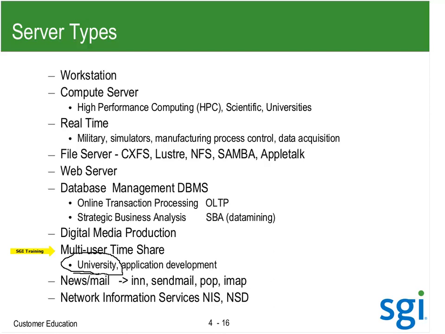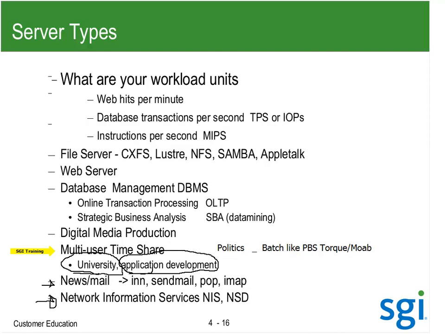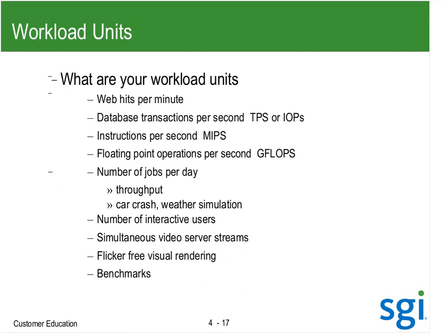And that's what leads to batch systems like PBS and Torque, and Moab on top of Torque as a scheduler. Also, the university market will often have application development, so this is the area where they may actually be doing more profiling and tuning of applications as well. There are a couple other server types that I wouldn't be using a UV on, but being able to deal with news, mail, and NIS type services.